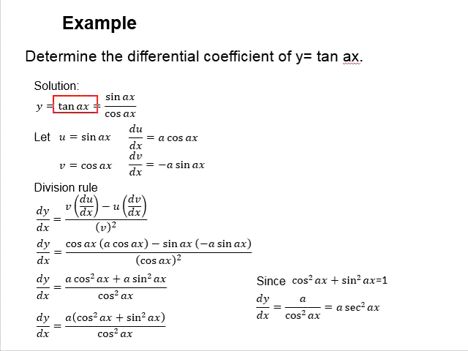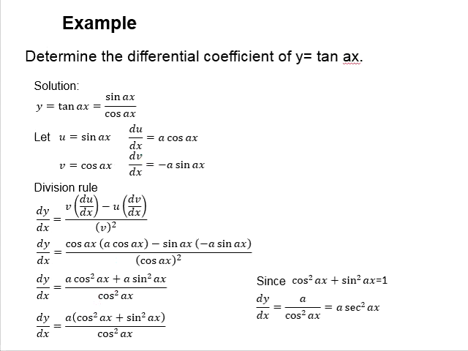You know that tan ax is actually equal to sin ax divided by cos ax. Sin ax will be the u, cos ax will be the v. Differentiate the two terms, you will get these two. Use the division rule, where (v du/dx minus u dv/dx) divided by v squared. Reorganize the equations, you get this.